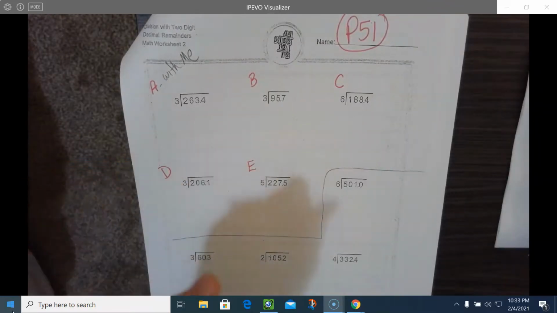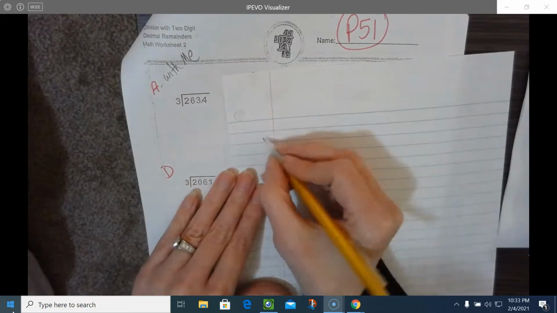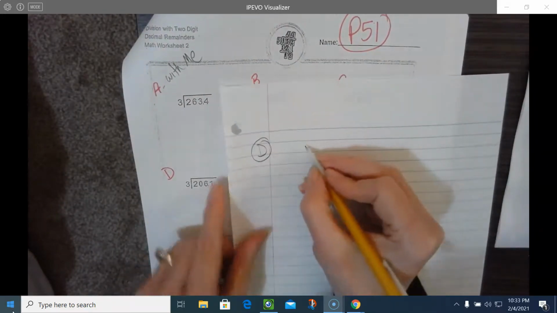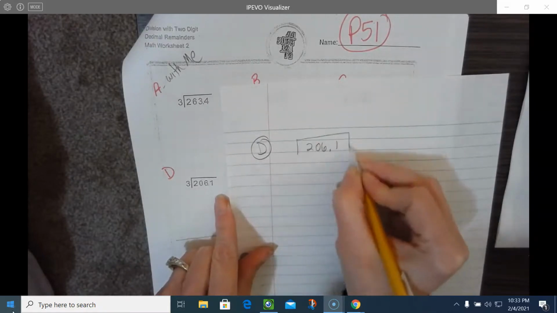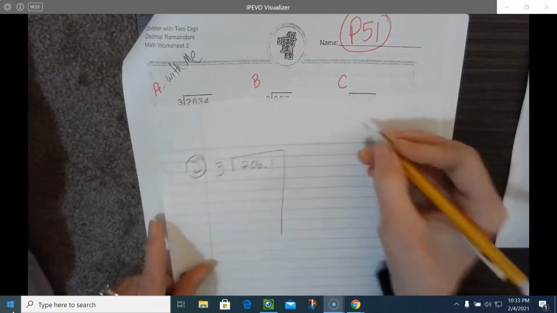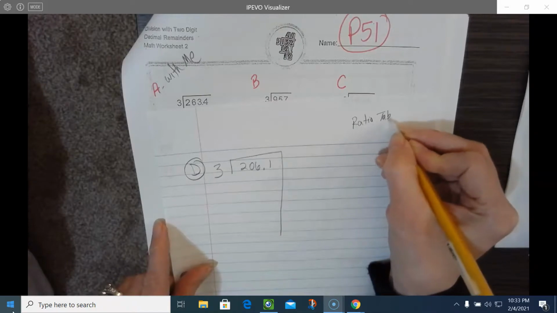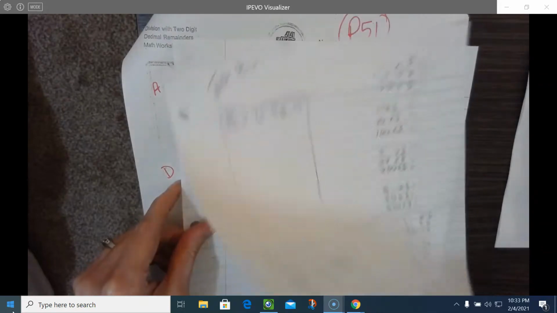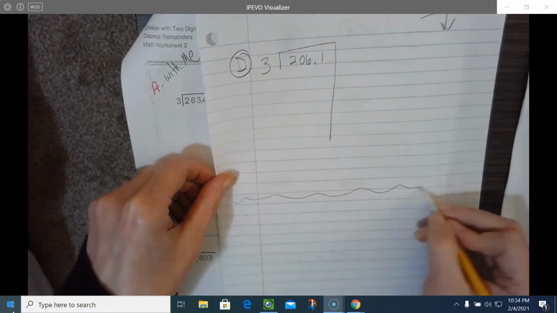Grab 1 more sheet of paper, and we are going to set up D and E. So D would be on the top, and I won't go through all of this, but we'll get it set up. 206 and 1/10 divided by 3, and then this is where you're going to put your ratio table. Set that up on the side over here, just like we did in all the other ones. So that'll be problem D.